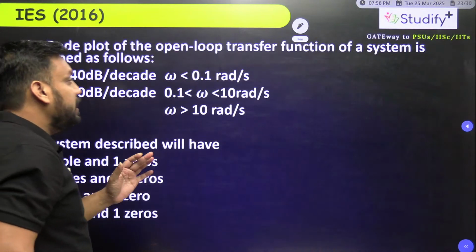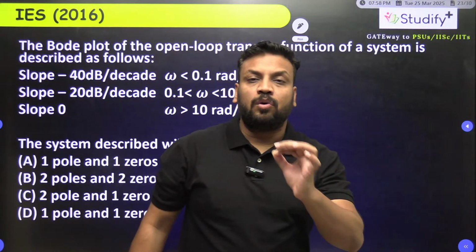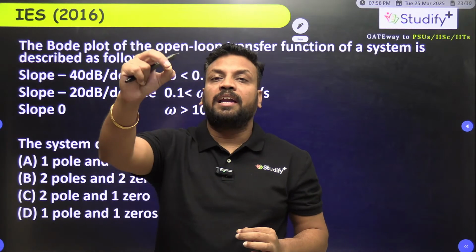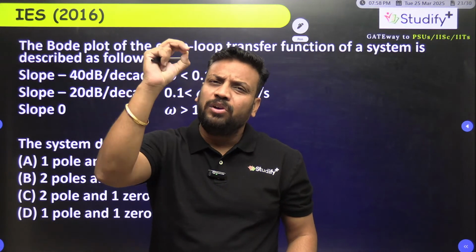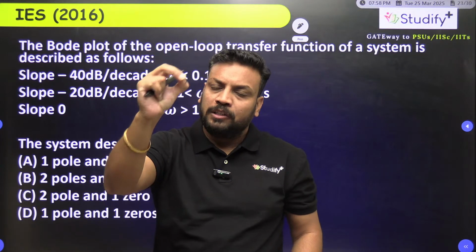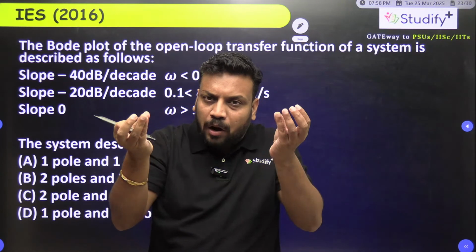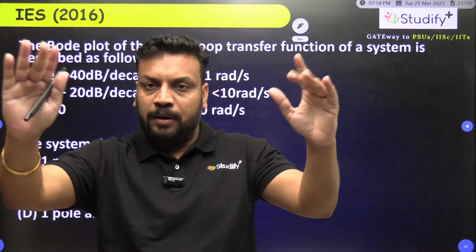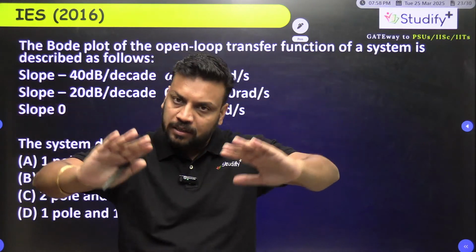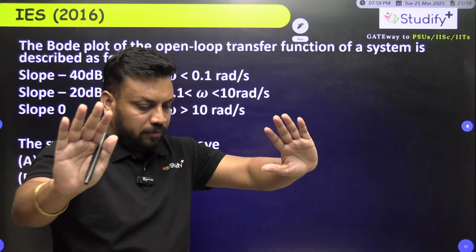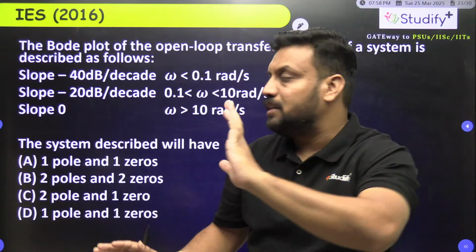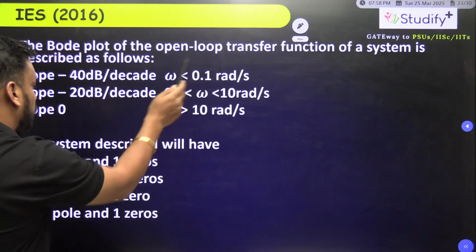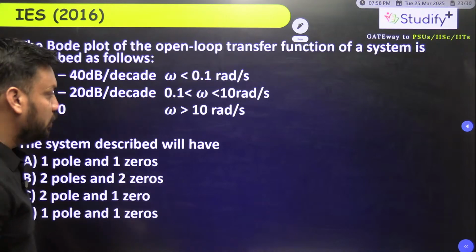Again, this is an engineering services question and we can solve it very easily because there is no calculation involved. You only need to read the slope changes and count the poles and zeros on your fingers. I will also not touch notebook and pen, you should also not touch them. Just read the first sentence, asking how many poles and zeros the open loop transfer function contains.